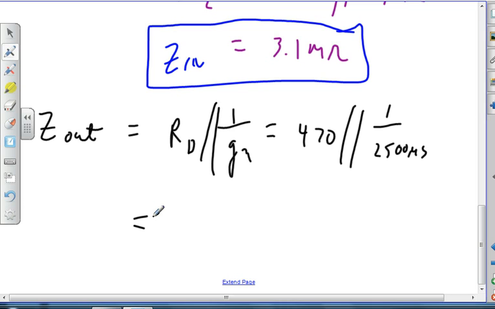All right, so I've got 1 divided by parentheses, 1 divided by 470 plus 1 divided by... This is going to be 1 over 1 over, right? So that just should be 2,500 micro. Yeah, that's what I got. Plus 2,500 E minus 6.